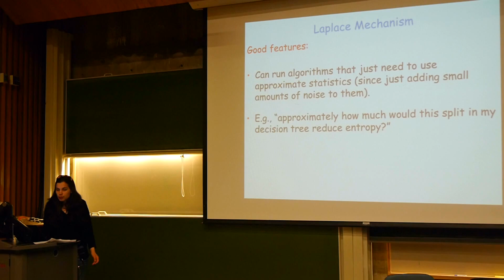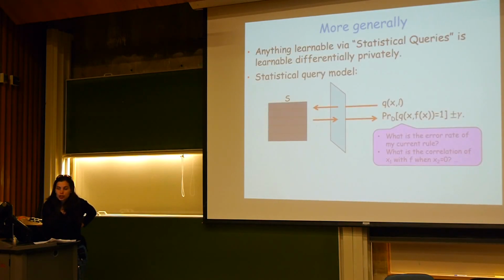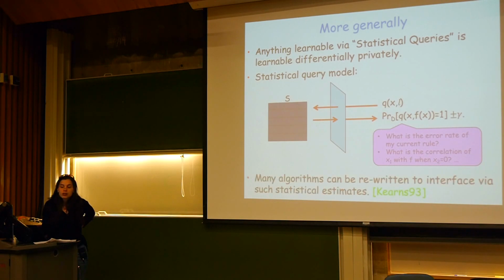Right, so this is my next example. Now we can basically use this trick to run the ID3 algorithm. We can make the decision tree algorithm differentially private. And in general, most of the algorithms in machine learning can be made differentially private. I'm not going to go through details here, but wanted you to think about it.